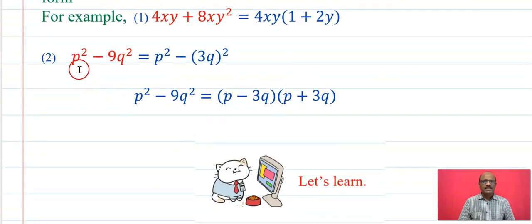The second is p square minus 9q square. That equals p square minus in bracket 3q bracket square. It is of the form a square minus b square. या स्वरूपातलं ते एक्सप्रेशन आहे आणि म्हणून आपण ते काय करणार, in first bracket a minus b and second bracket is a plus b. Therefore p square minus 9q square equals, in first bracket p minus 3q, in second bracket p plus 3q.